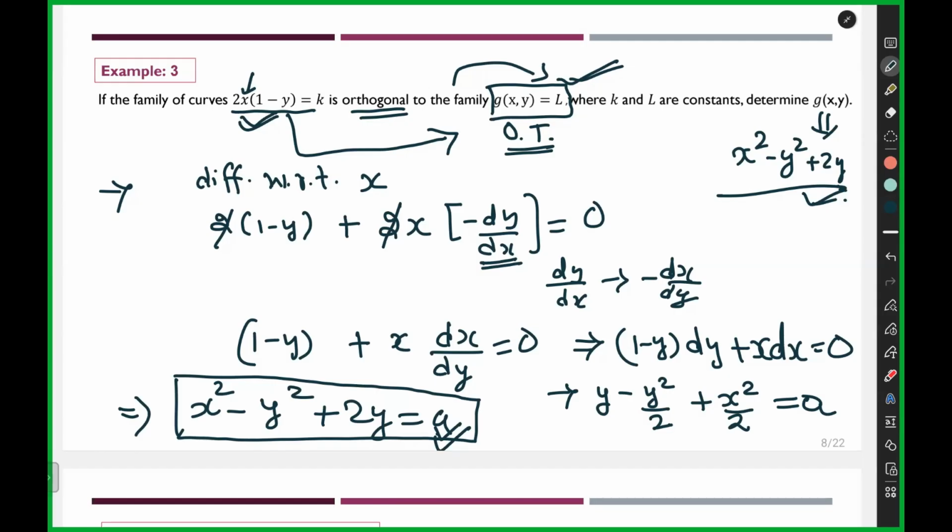Yes, and that is why from the explicit form of the previous one, you will find dy by dx at first. I think differential equation of the first one. And after getting differential equation of the first one, just replace minus dx by dy because that will form the g of x y. But sir, if I start from g of x y, then it will be complicated.